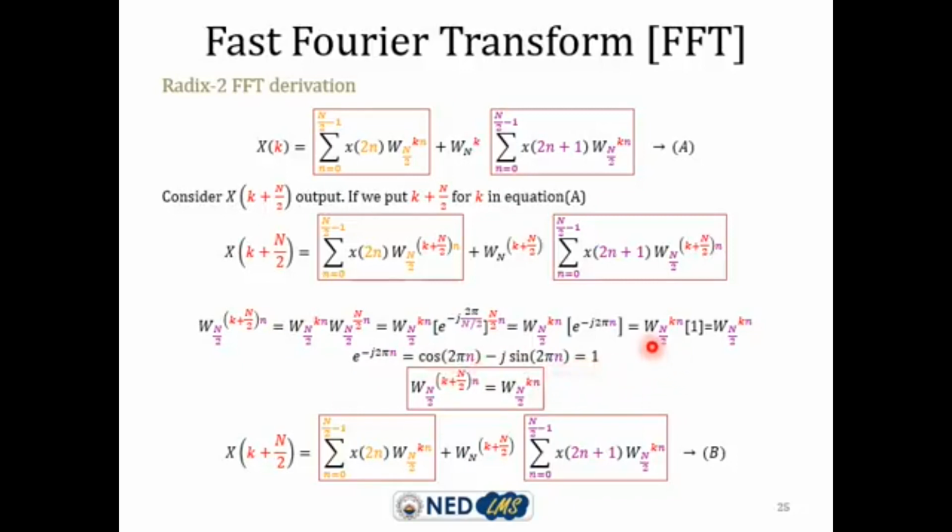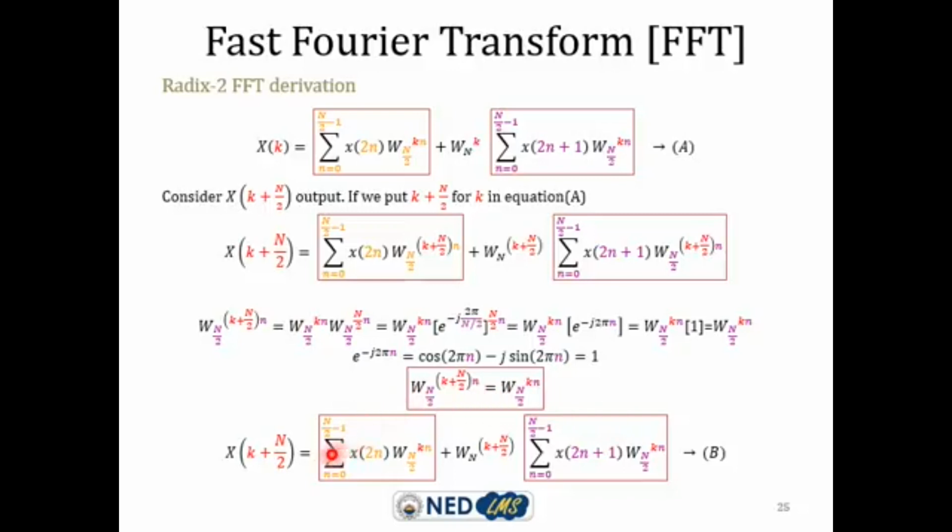Now we can simply multiply W N by 2 to the power kn with 1, and the final result will be equal to W N by 2 to the power kn. So what is the final observation? W N by 2 to the power (k plus N by 2) n is equal to W N by 2 to the power kn. So we can replace these factors by W N by 2 kn in both the N by 2 point DFT equations.